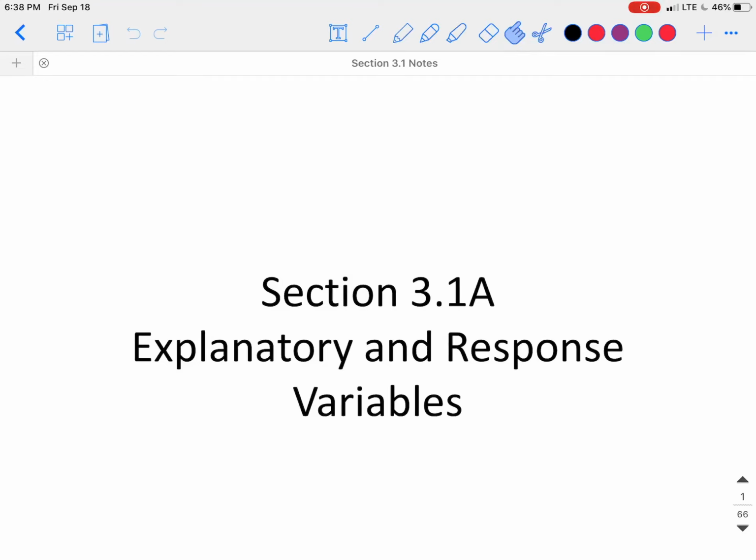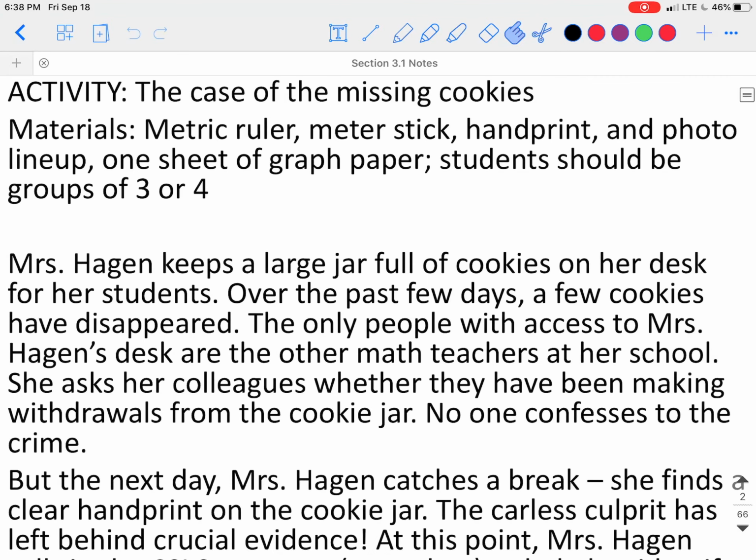This is section 3.1, part A, explanatory and response variables.